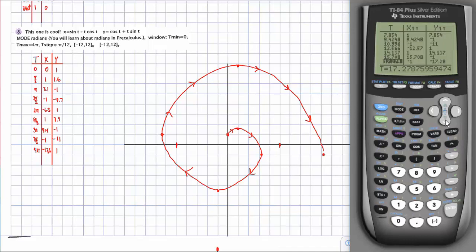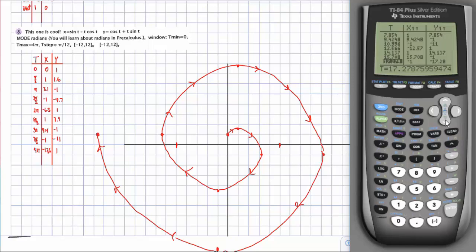Negative 5, 6, 7, 8, 9, 10, 11, 12. So negative 12.61 is going to put me about right here. So there's your spiral. So again, you're doing this by hand. That's how you're going to get it done. Okay, and again, the arrows kind of tell you where to go. And there we are. So you got your growing spiral.